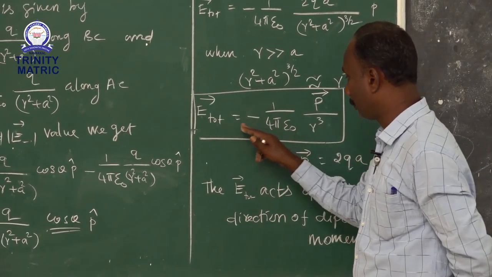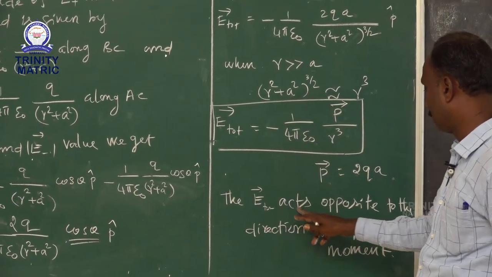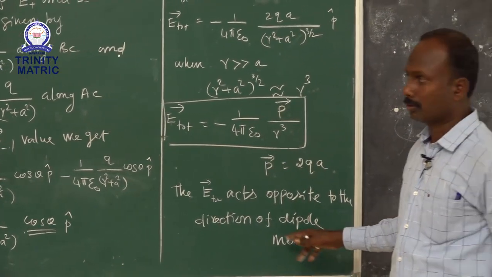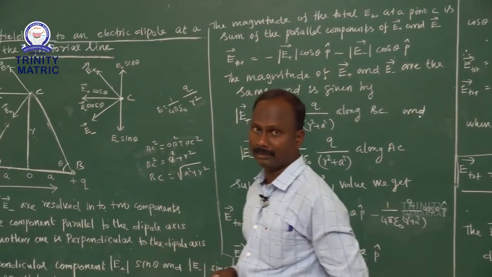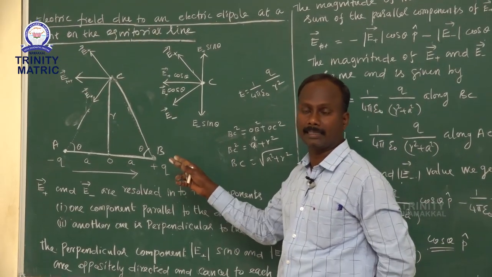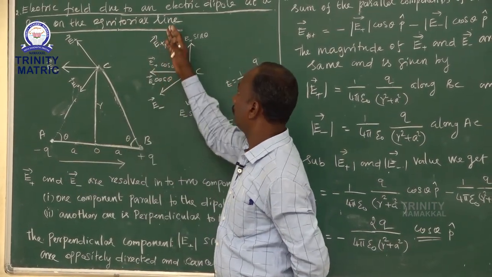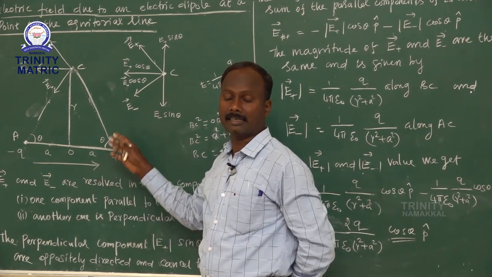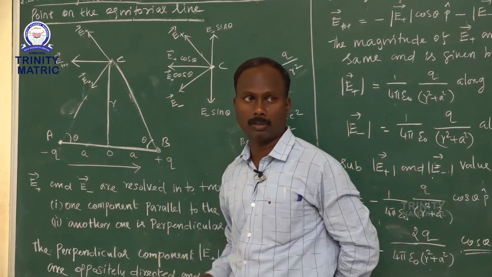Here the minus sign represents only that the electric field acts opposite to the direction of the dipole moment. So far, in our previous case, for the axial line, the electric field acts along the direction of the dipole moment. In the equatorial case, the resultant electric field acts opposite to the direction of the dipole moment.